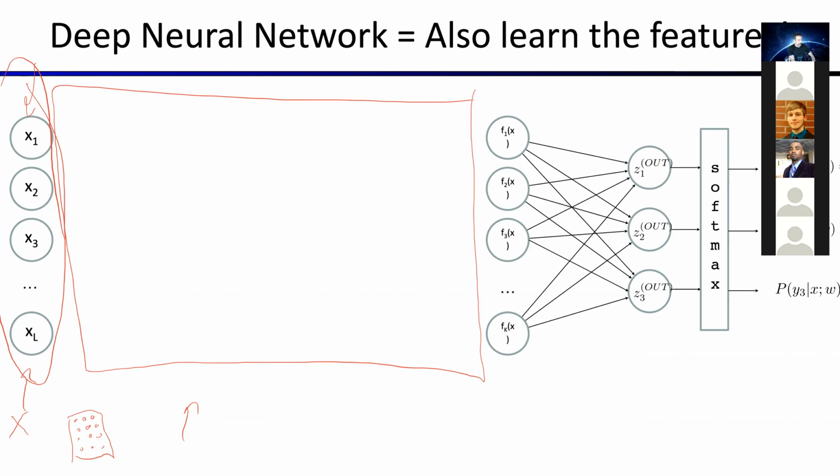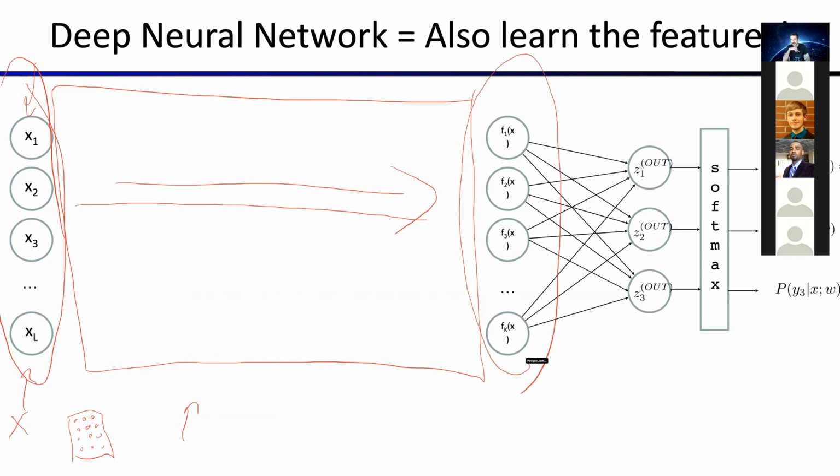So assuming that you know this x1 to xl is obvious, and then you need some magic to transform these pixel values to some feature vector automatically, obviously, instead of handwriting it. And then the rest, you already know how to do that.